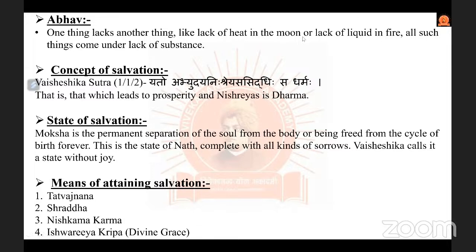All such things will come under the lack of a substance. Something will be lacking in that particular substance. If you take any substance, some particular quality won't be present in it, and that is called abhava. In this way, the seven substances have been explained here. And after that, the concept of salvation. Regarding salvation, this Vaisheshika philosophy says that which leads to prosperity and nishreyas is dharma.